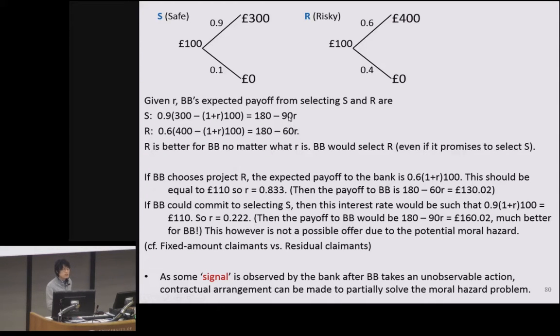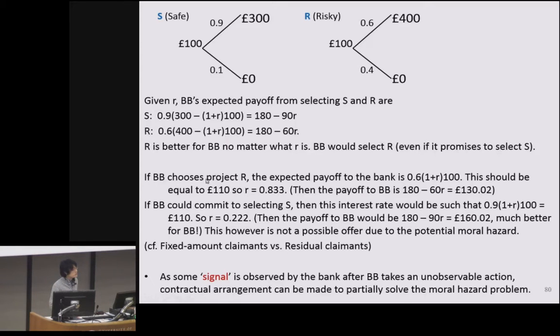So you can see that, no matter what the interest rate R is, the payoff is always higher when Brown Bakery selects the risky project. So Brown Bakery always prefers selecting the risky project to selecting the safe project. Okay, we got a negative sign here. So the latter expression is always larger than the former expression as long as R is some positive number. So Brown Bakery always selects the risky project, even if it promises to select the safe project. The bank never knows which project was chosen.